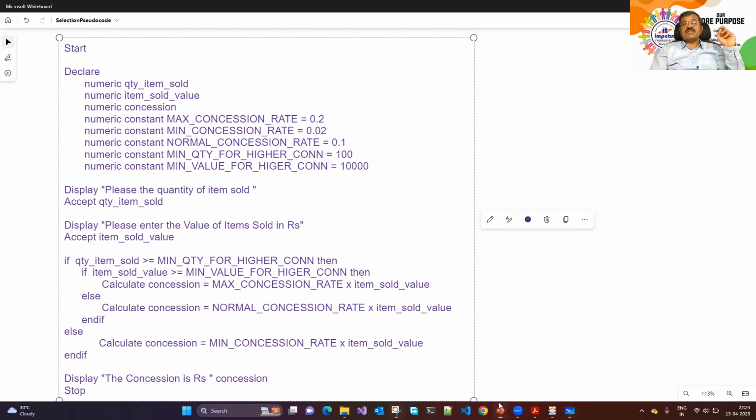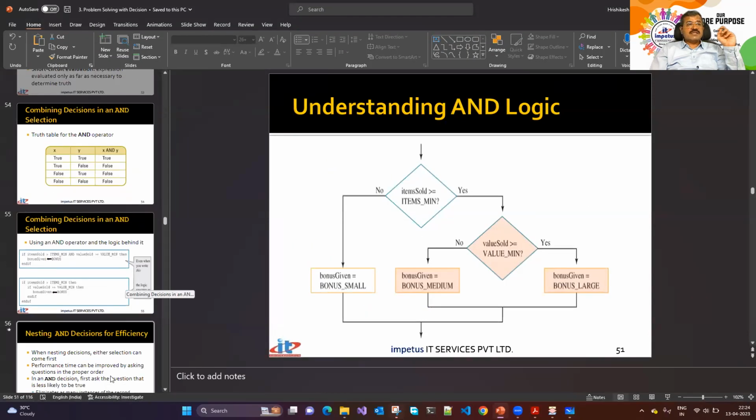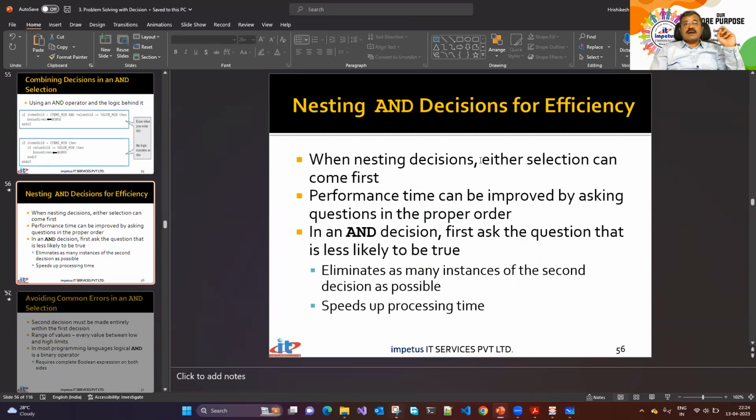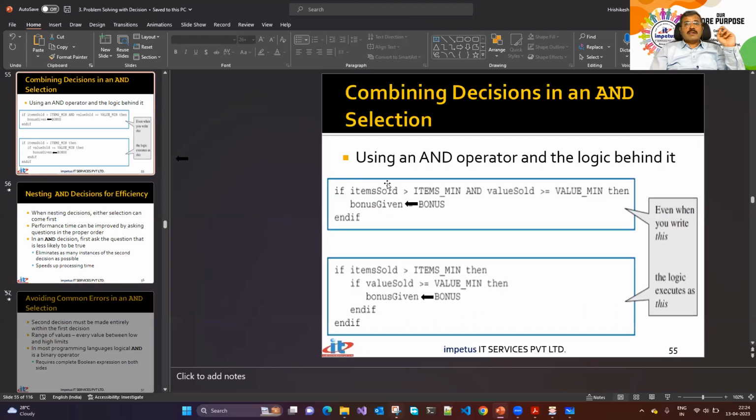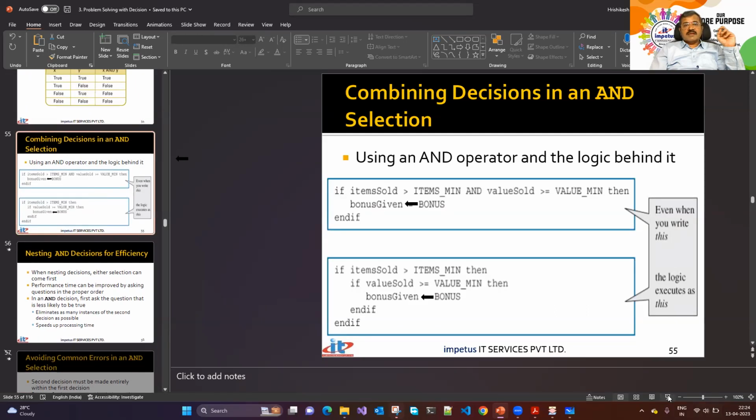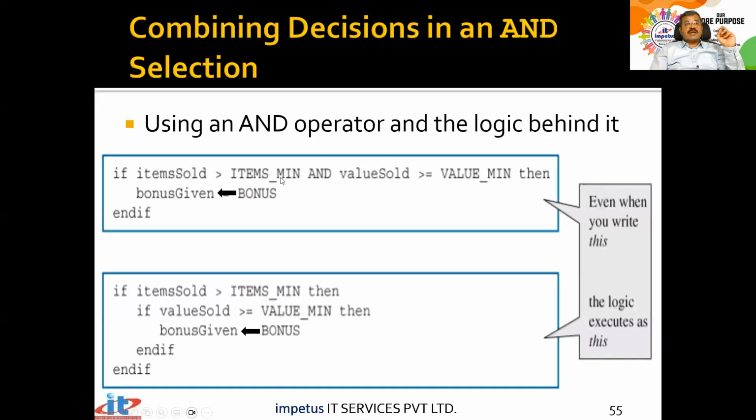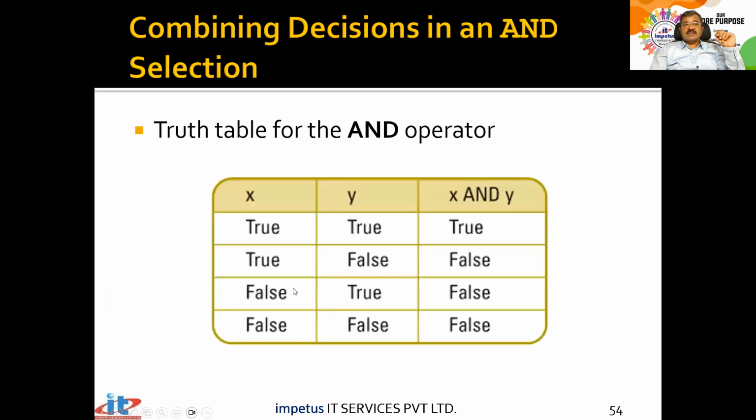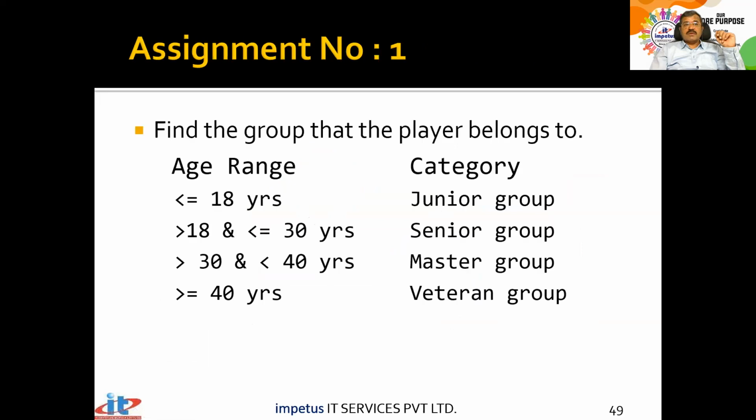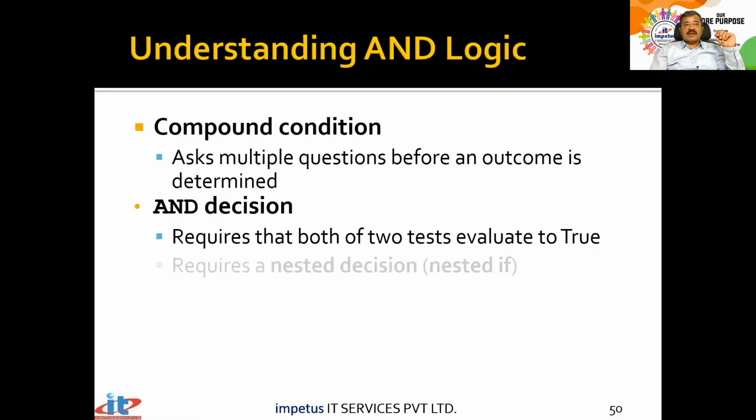And we call it a nested if for efficiency. We say use nested if for efficiency. When nesting, either selection can come first. This is another way to look at it. If item sold is greater than or equal to minimum quantity and value sold is greater than or equal to value minimum, then give the bonus. If there was something like this, then to simplify this condition, if item sold is greater than item units, then if value sold is greater than or equal to value unit, then give the bonus. That means use this nested condition to handle that particular scenario. Here we go. I had said to use your logic with and here.